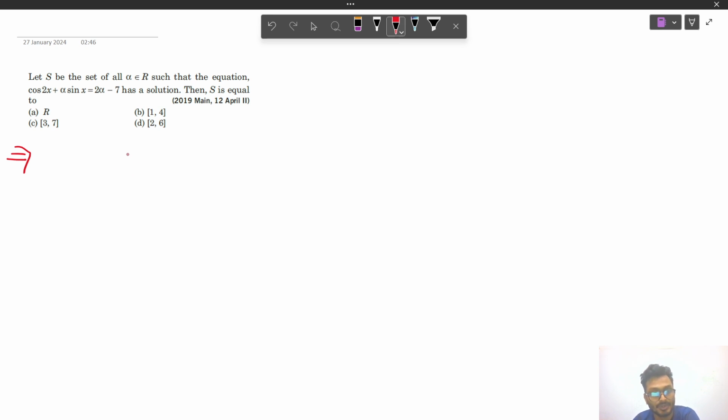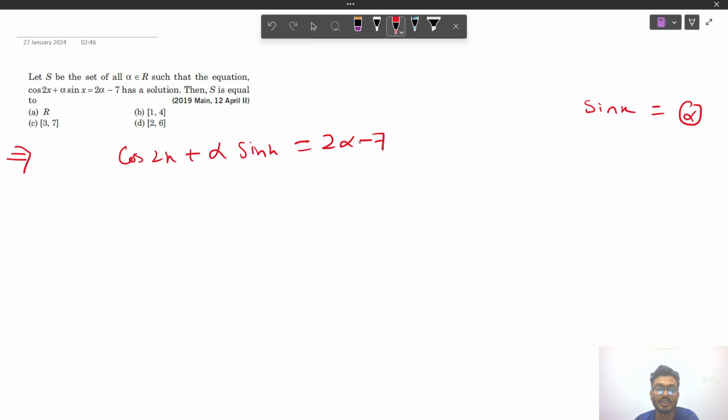What is given in that question? cos 2x plus alpha sin x equals 2 alpha minus 7. Now if we can find sin x or cos x in terms of alpha, it will be easy to find the range of alpha, because we know that minus 1 is less than or equal to sin x, which is less than or equal to 1, right? So let us find sin x from this equation.